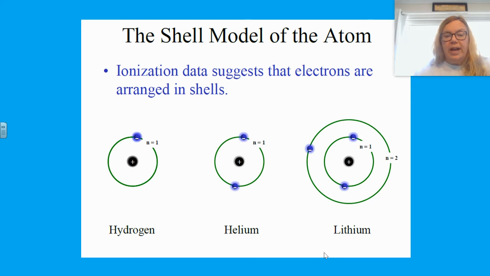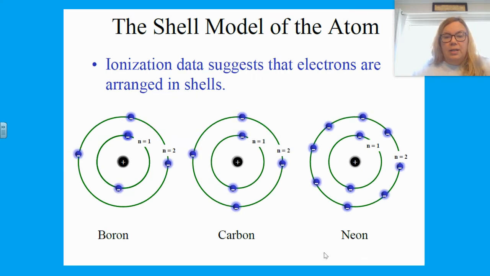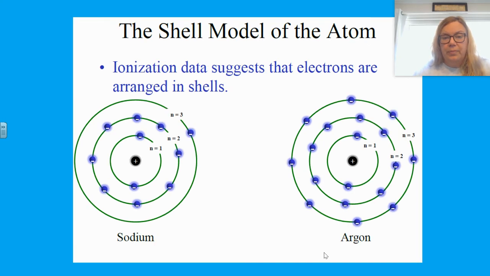So the shell model of the atom, we have ionization data that suggests electrons then are arranged in shells. And so here we are still, and we like to use the shell model just to help us to understand the Bohr shell model, to help us understand energy levels. We will get to the quantum model here. So again, we look at the outermost energy electrons as they increase. That means the protons are also increasing, therefore increasing the effective nuclear charge.